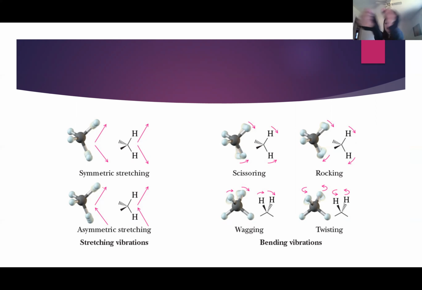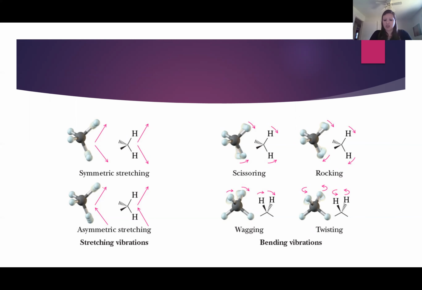That goes both arms in, both arms out. You can have asymmetric stretching, where one arm comes in, the other one goes out, one comes in, the other one goes out. You can have bending vibrations as well as stretching vibrations, and these all have differing energies, which is why they show up differently on an IR spectra. Scissoring is similar to symmetric stretching, but instead of coming forward with your arms, you go up and down with your arms. Rocking is going one direction with both of those bonds. Wagging, small motions, like you're at a rave, and twisting, of course, around and around.